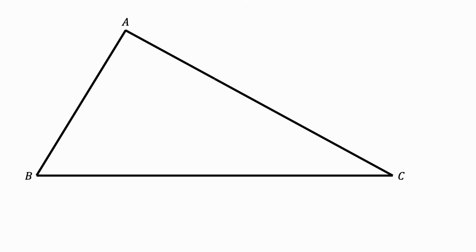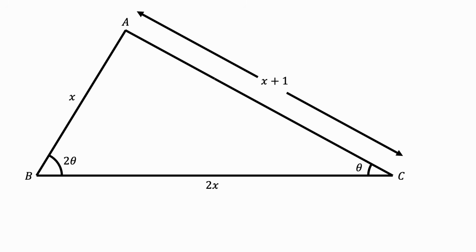In this video, we want to solve the following problem. In triangle ABC, angle ABC equals 2θ, angle BCA equals θ, AB equals x, BC equals 2x, and CA equals x + 1. The goal is to find x. And now for the solution.